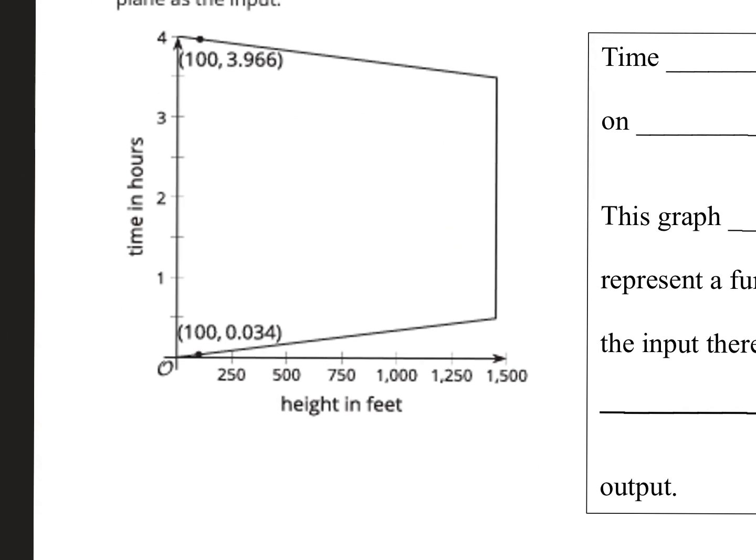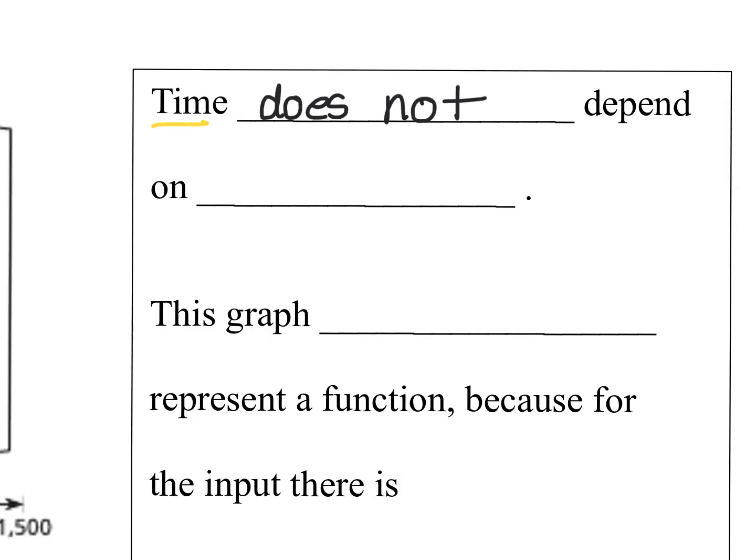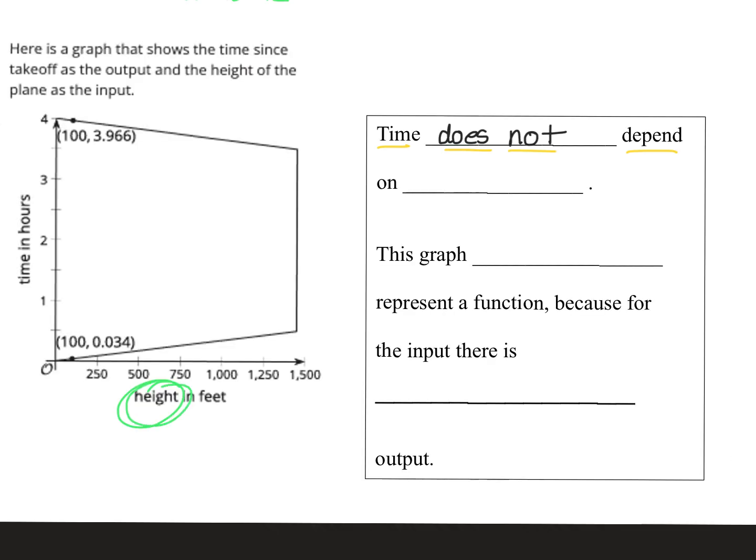In the second example, this is not the dependent variable. So remember, red is wrong, not the dependent variable, because time happens no matter what you do. So time can never depend on something else because time happens no matter what. So time does not depend on height.